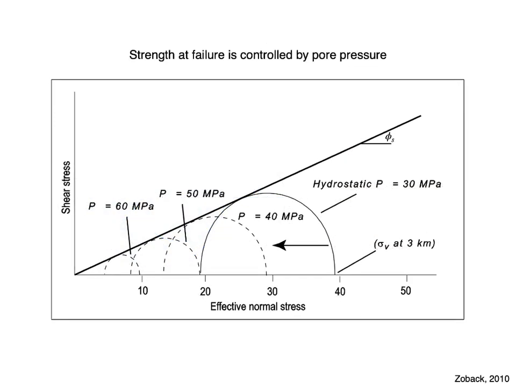Although fluid pore pressures don't affect shear tractions, as the fluid pore pressure increases, the size of the Mohr circle may be reduced to fit the failure envelope. In this example, the Mohr circles for fluid pore pressures of 40, 50, and 60 megapascals are increasingly smaller to fit the failure envelope. This is because states of stress above the failure envelope are not possible. At that point, the rock would have already failed.